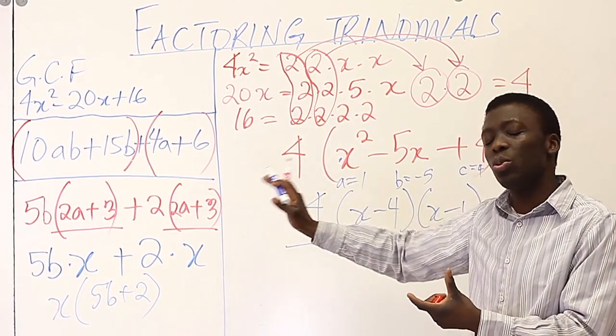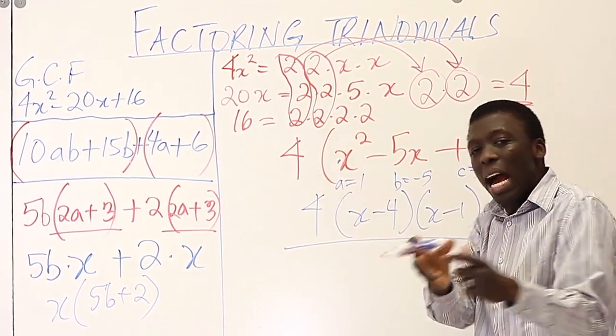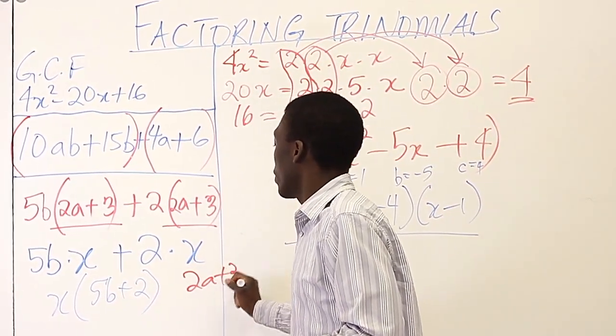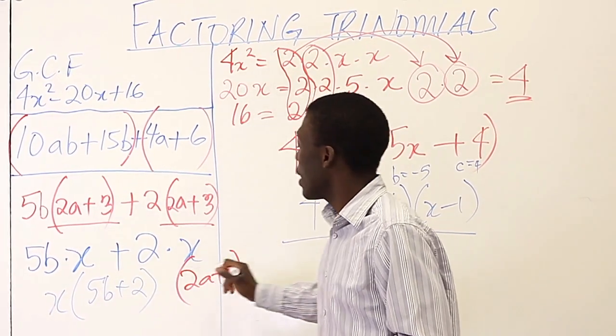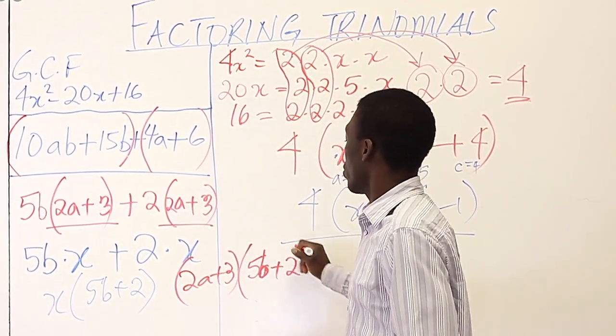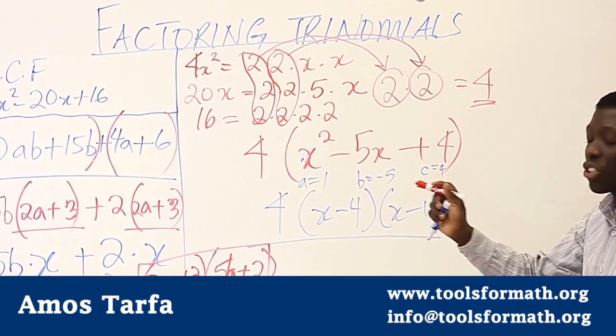Well, treat that 2a plus 3 as its own term, its own entity, and it's coming out, and that gives you 2a plus 3. Imagine what we did with the x, and what are you left with? You're left with 5b plus 2. So that's the final answer to the problem, and that's factoring by grouping.